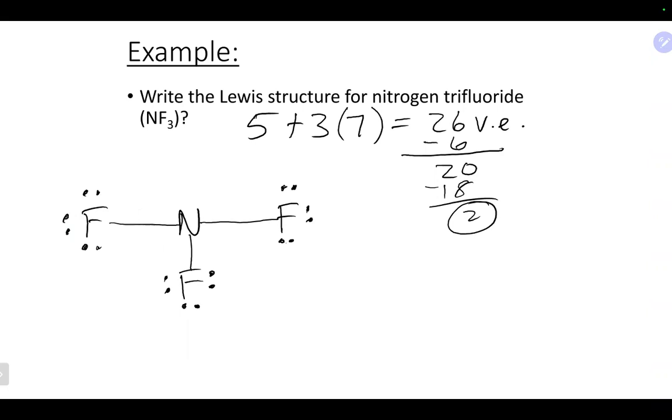Now I will go to the center atom and put electrons on as pairs as well, and 2 more there. I have now placed all 26 of my electrons. I want to make sure everybody is okay.